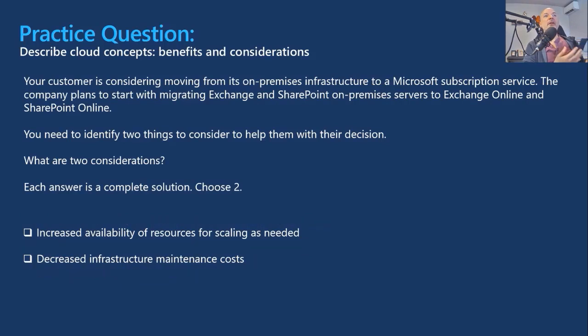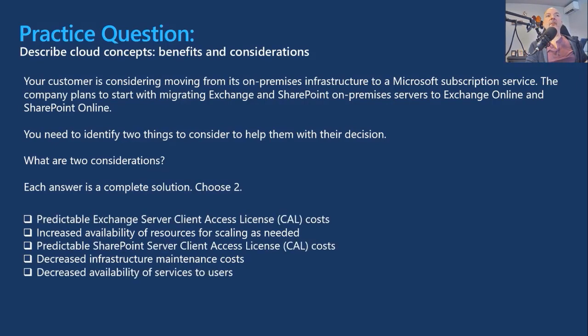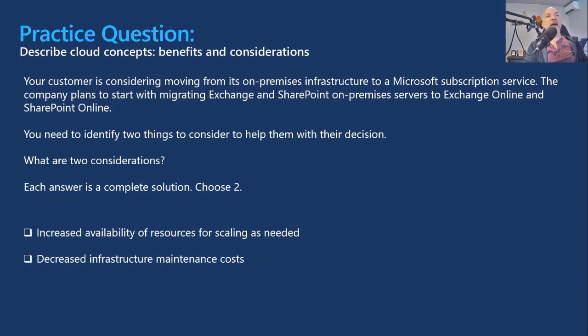In this case, we're looking at increased availability of resources and scaling and decreased infrastructure maintenance costs. Why not the predictable CALs? Because the predictable CAL is not pay-as-you-go. It's not a subscription service. It's we need to have 50,000 client access licenses for Exchange because we have 50,000 mailboxes hosted on site. In a cloud Exchange Online, we're not talking about that kind of predictability. We're saying you're going to use as many licenses as you need, and you're going to scale up and scale down over time. So increased availability and scalability and decreased maintenance costs.